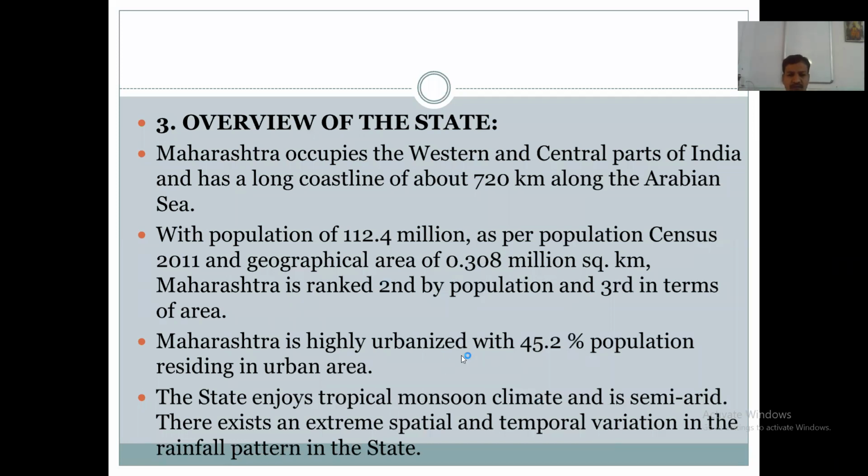So out of this, Maharashtra is highly urbanized, with 45.2% of the population residing in urban areas. And the climate of the state is tropical monsoon, and it is semi-arid.